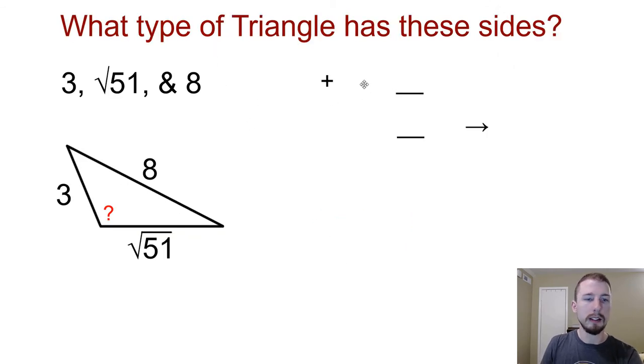So what kind of triangle has these side lengths? Alrighty, well, the square root of 51 is close to 7, so 7 plus 3 is 10, and that's bigger than 8, so we're good to go. It is actually a triangle.